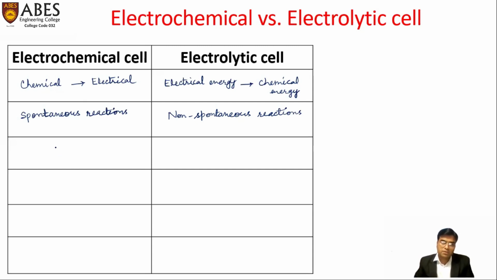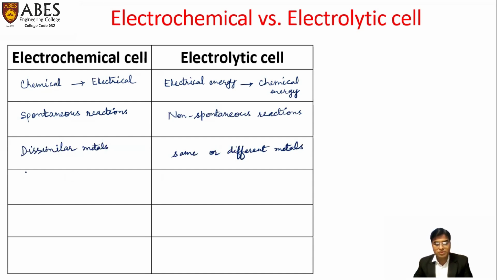In the electrochemical cell, there should be a potential difference between the two electrodes so that a spontaneous reaction may occur. For it, there must be two dissimilar electrodes. So the electrodes here are of dissimilar metals. In the electrolytic cell, the electrodes may be made up of the same metal or of different metals. In the electrochemical cell, the electrolyte is basically the solution of ions similar to that of the electrode. So here, each electrode is dipped in the electrolyte solution of its own ions.